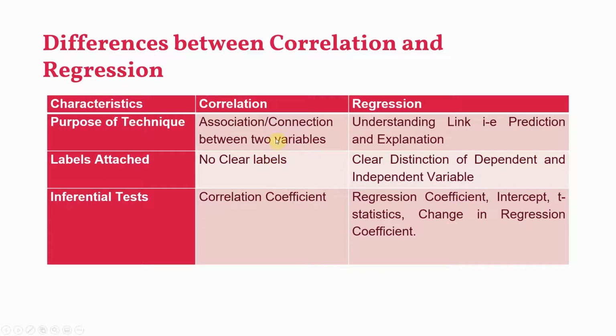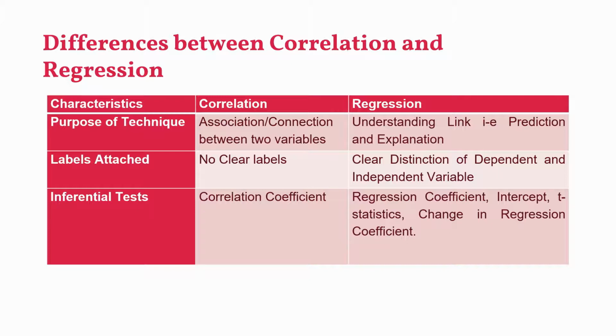Here are a few differences between correlation and regression analysis. There are differences in the purpose of the technique, the labels that we attach, and the inferential tests that we do. The purpose of correlation is association or connection between variables. However, in regression, we are predicting or explaining the dependent variable because of a certain set of independent variables or just one independent variable.